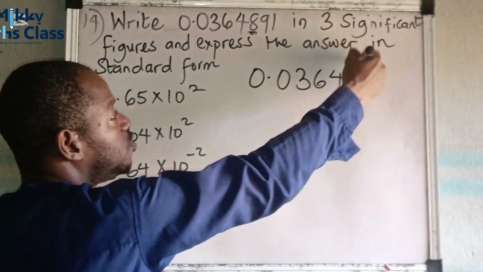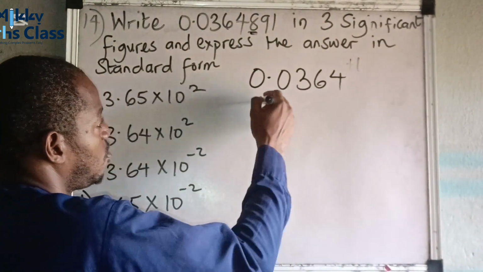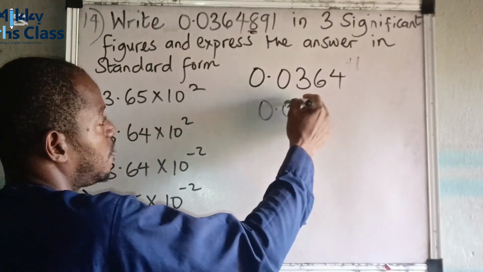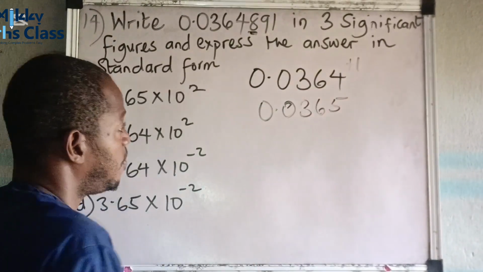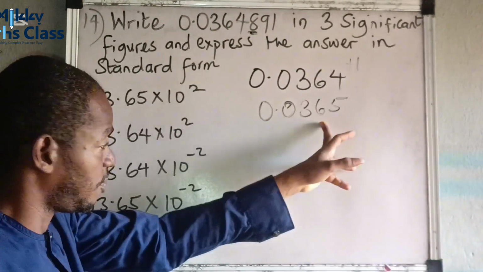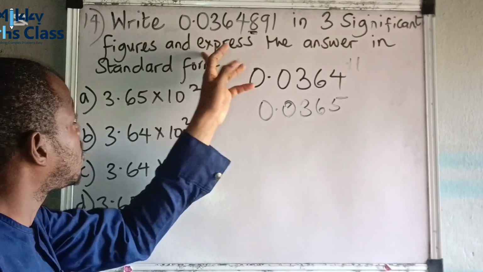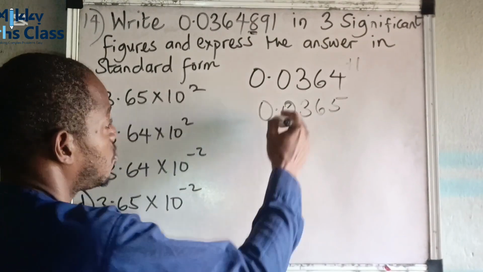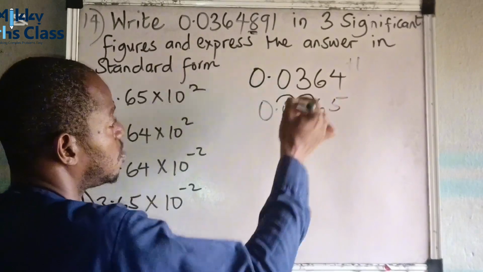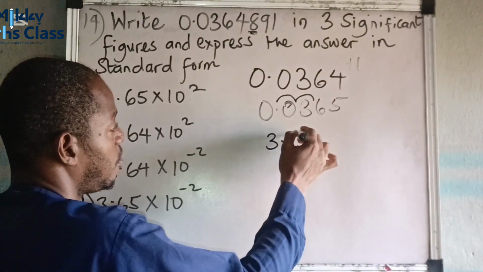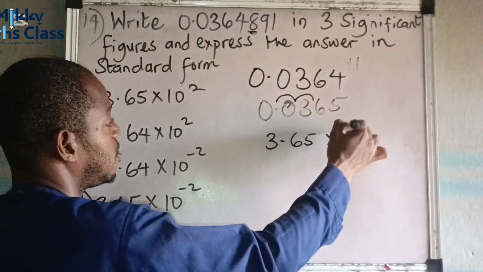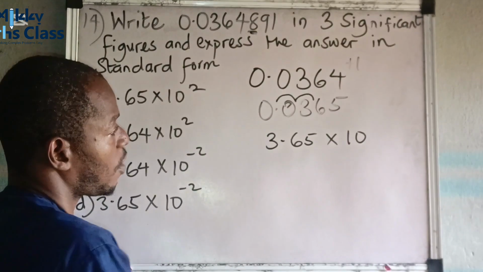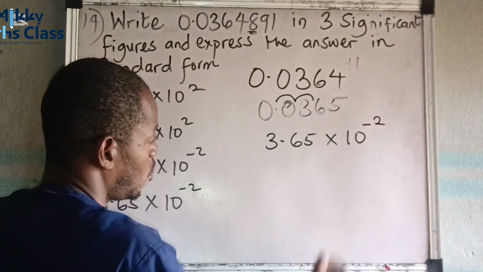We add a 1 to these digits that you have here. So this becomes 0.0365. Now, this is the answer in three significant figures. Now, we are told to express in standard form. So our 0 will move how many times? 1, 2. So that will be 3.65 times 10 raised to the power of -2.